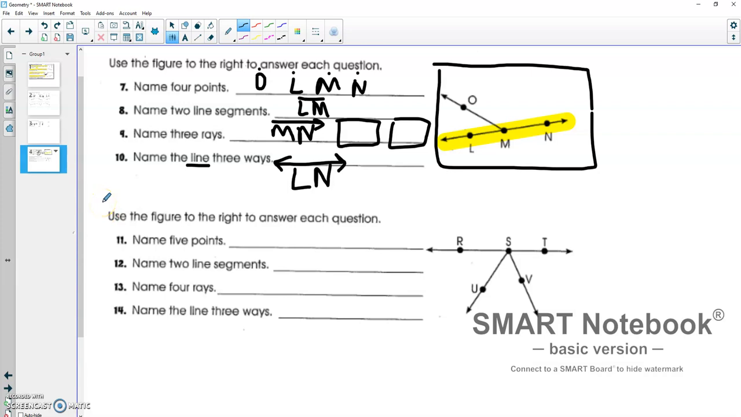I want you to be able to do the last 4 questions on your own. If you have trouble, pause, go back and look over here and look at the explanation. Okay? So again, we're going to look at points. So find the dots. Line segments, so just pieces. Rays have one starting point and one infinite direction. And then a line goes on infinitely.